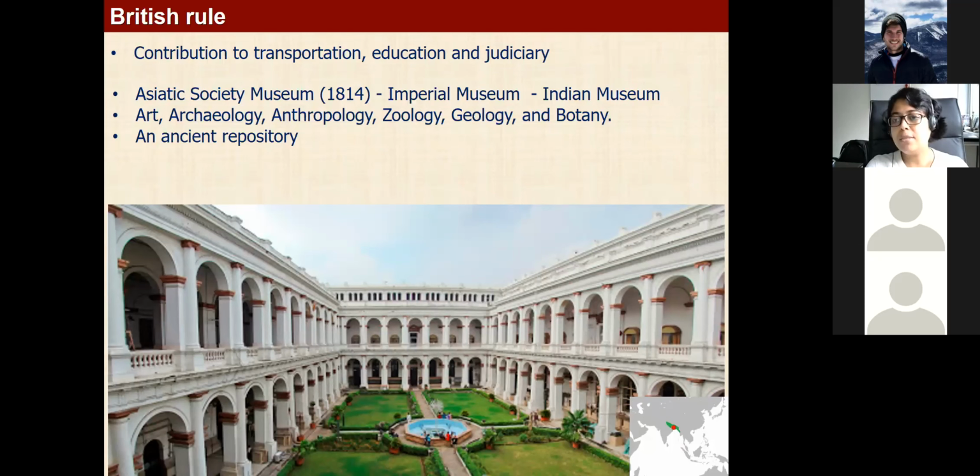Now, again, this was also the time where India got a lot of investment in terms of contribution towards transportation, education, and judiciary. And many of the arguments for the British rule and how beneficial it was for India comes from those facts that it actually improved the transportation, education, and judiciary.